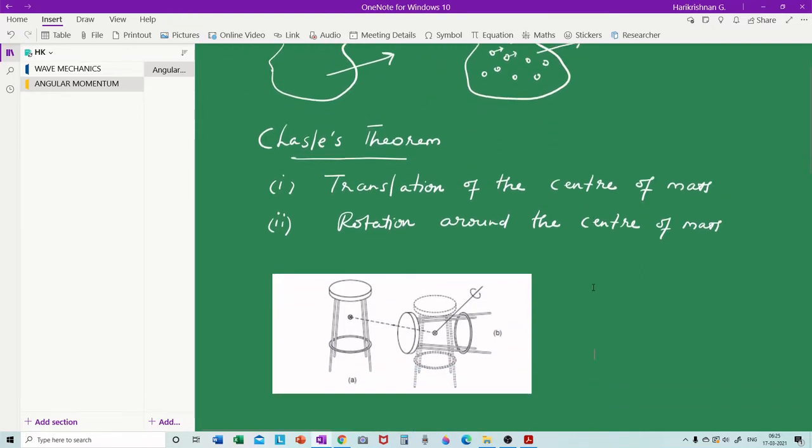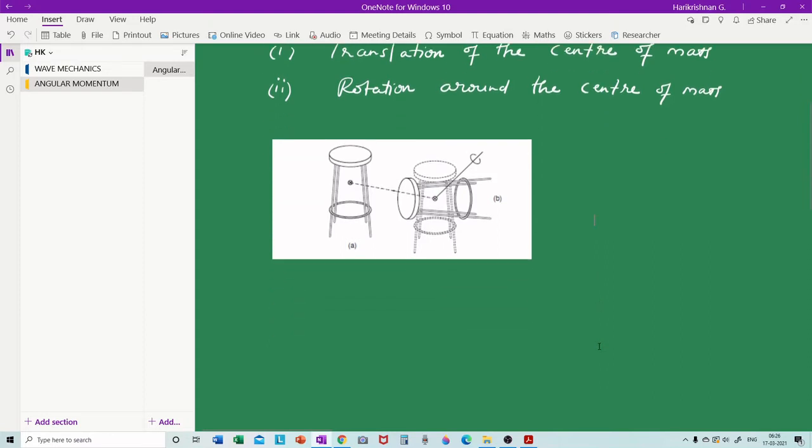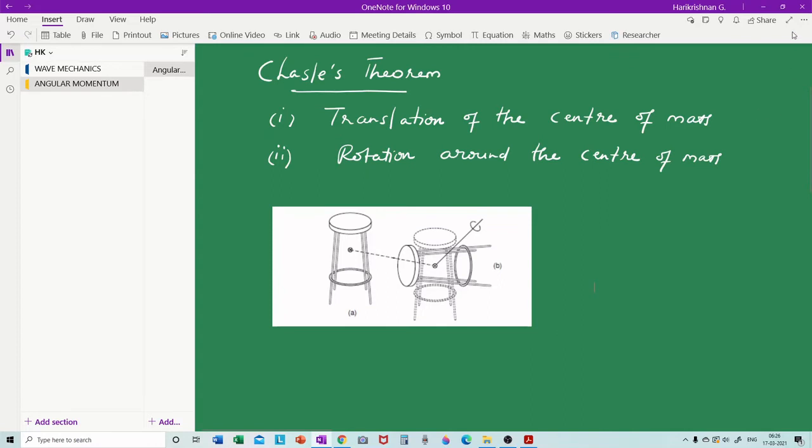So how is it useful? In the previous unit we have been studying translational motion of a point particle. Here you can treat the center of mass as a point particle. So the analysis of the translation of the center of mass is just like the translation of a point mass. The next part is rotation around the center of mass. So how do we analyze rotation of a body? That's what we are going to discuss in this chapter.